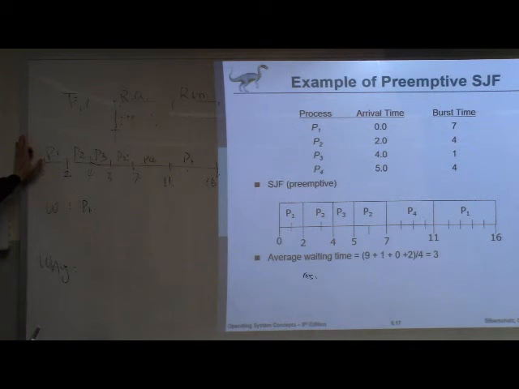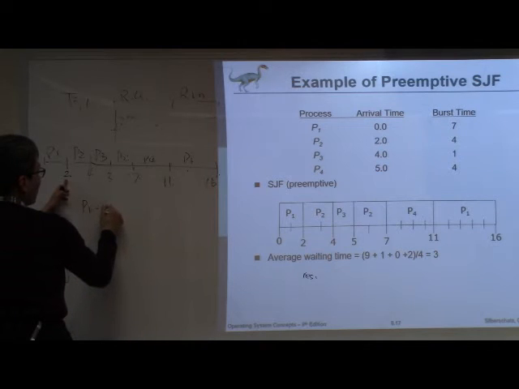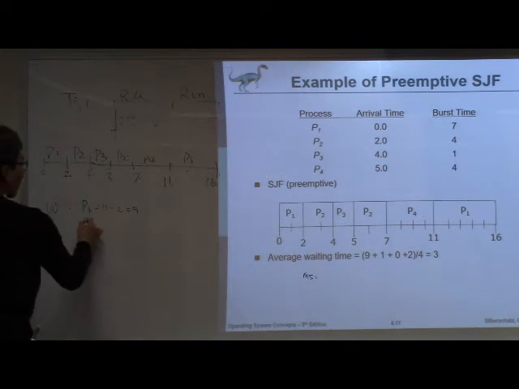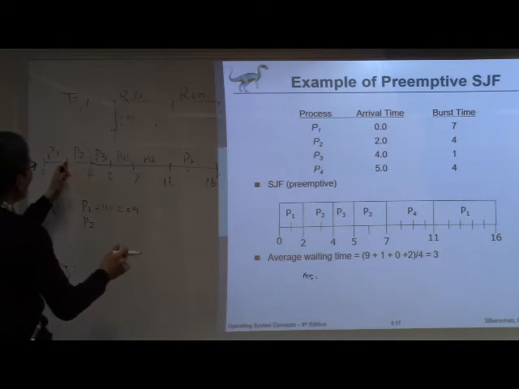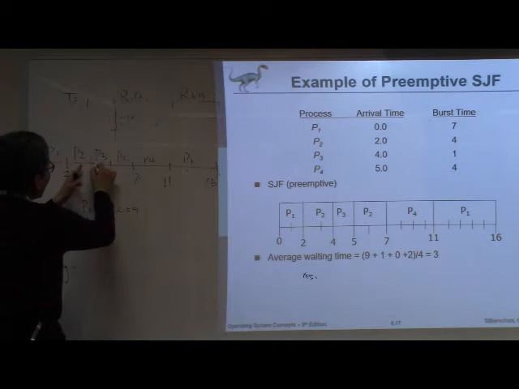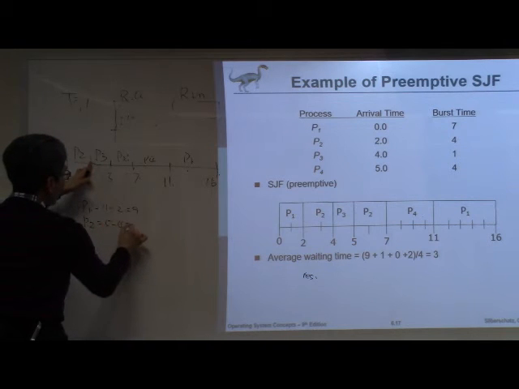P1 waiting how long? 11 minus 0... 2 to 11. 11 minus 2 is the waiting time of process 1. Right? And P2 arrived at time 2 and was selected right away at this time. And P2 waits from 4 to 5. Okay? So 5 minus 4 is 1.